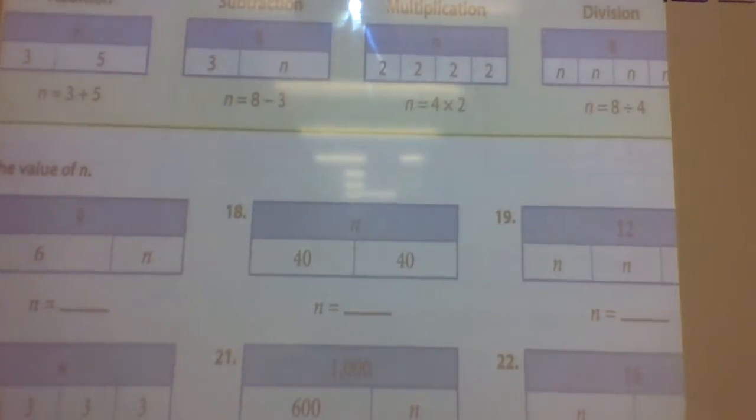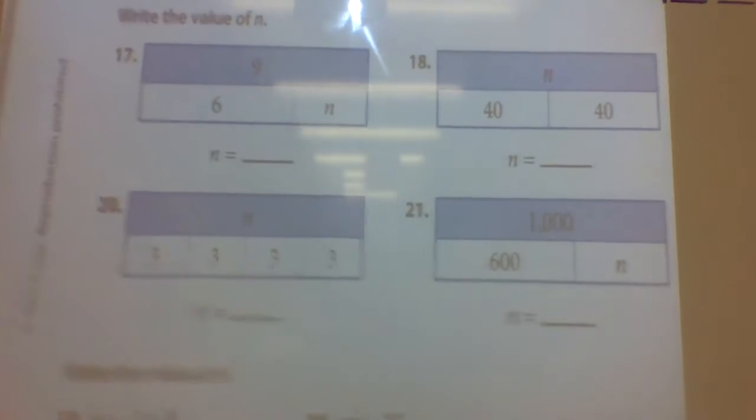All right, so then we're going to start over here. I'm going to blow this up just a little bit so you can see them better.